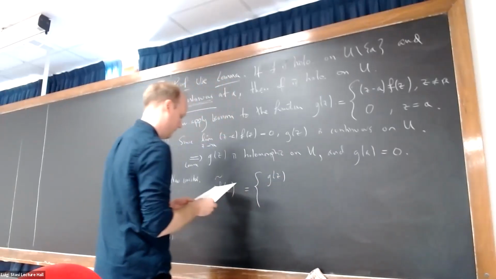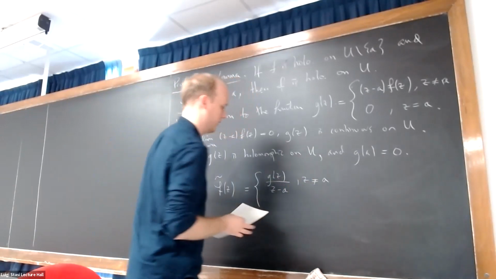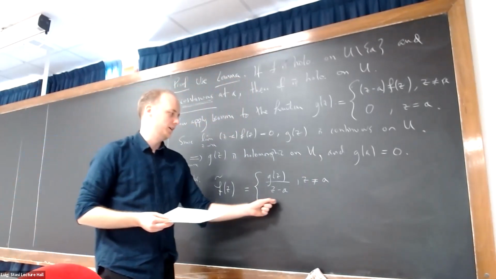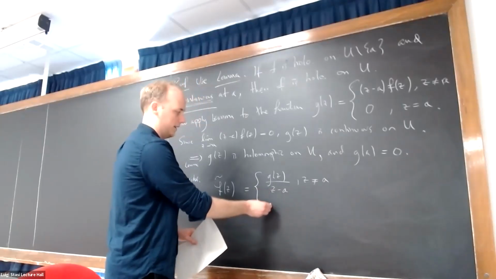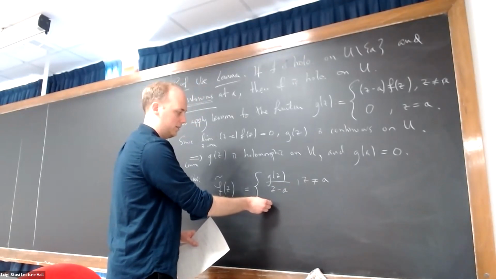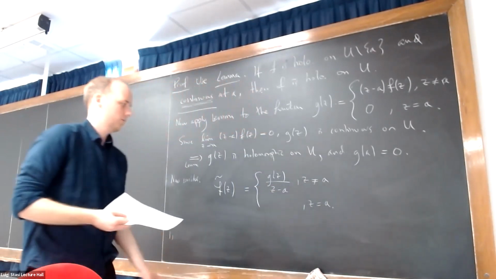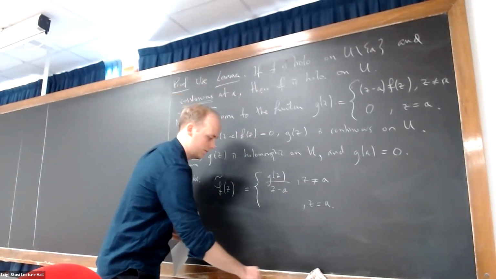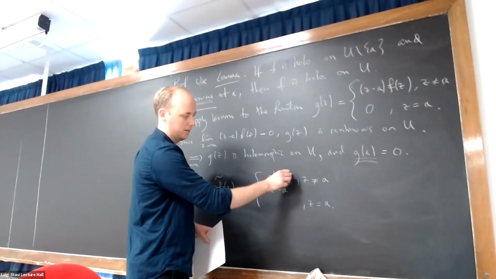So I set this to be g of z divided by z minus a, for z not equal to a. And then I want it to be continuous, I want this whole thing to be holomorphic. So what should I set here when z is equal to a? What should be the value? G prime of a. Exactly, because we have g of a is equal to 0, so here it says g of z minus g of a, if you want, just minus 0.